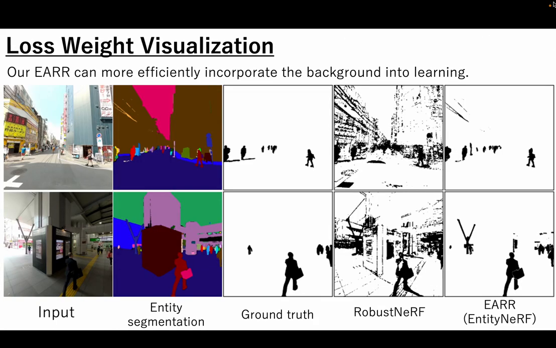In contrast to robust NeRF, our entity-wise average of residual ranks, ER, has been shown to accurately detect nearly all moving objects without excessively excluding inliers. Therefore, our ER can more accurately exclude moving objects from training and include more background in training.